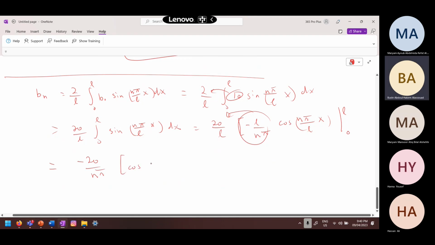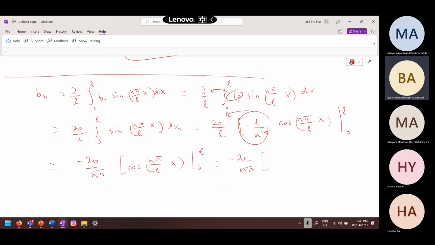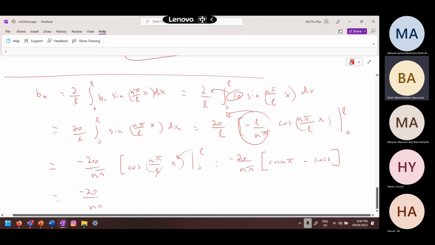And inside, you'll get cosine n pi over L x, from 0 to L, with negative 20 over n pi. If you substitute L for x, L will be canceled, so you'll get cosine n pi minus cosine zero. This can be simplified to negative 20 over n pi, times negative 1 to the power n, minus 1.